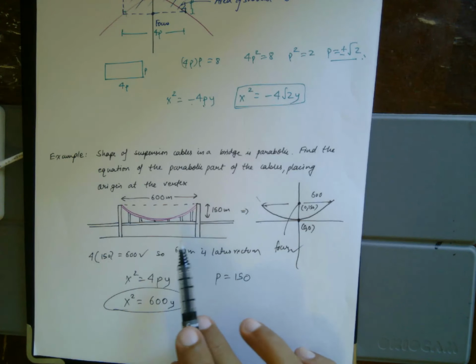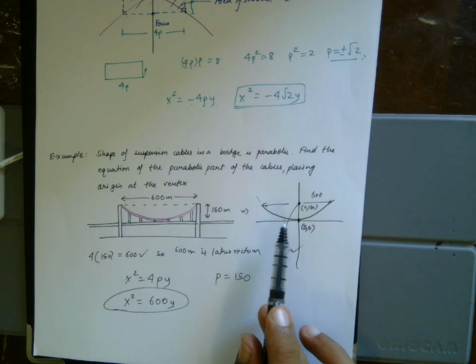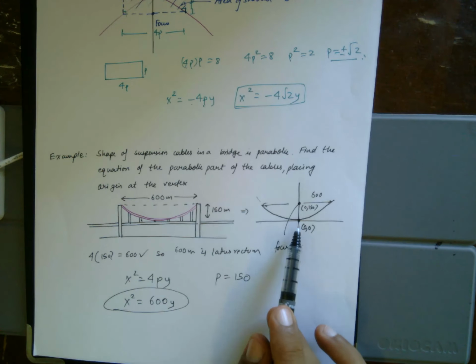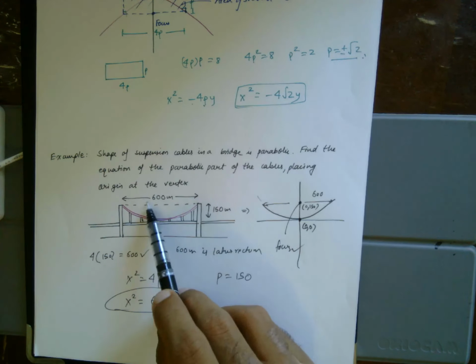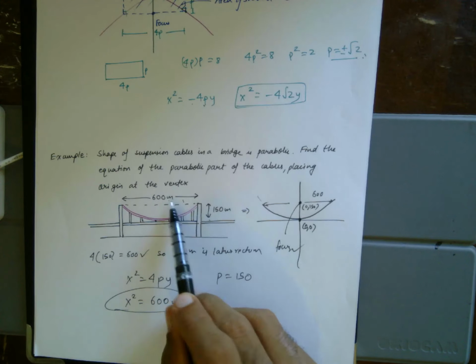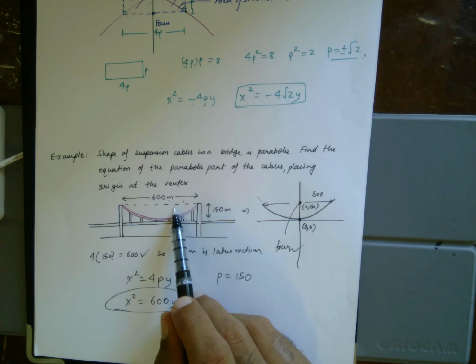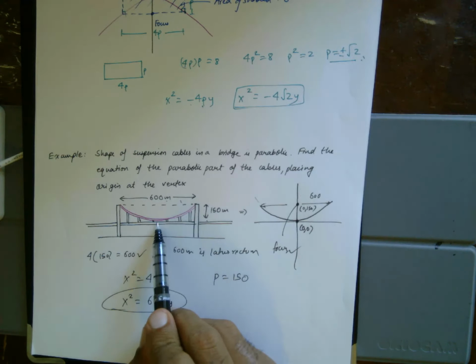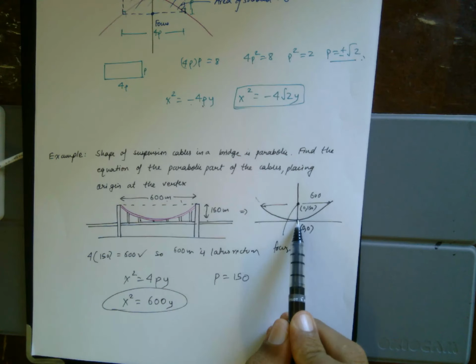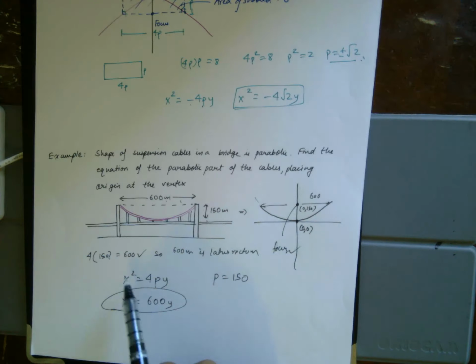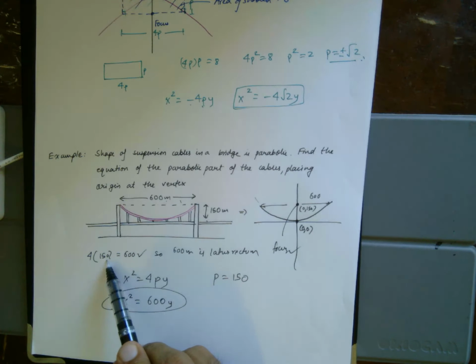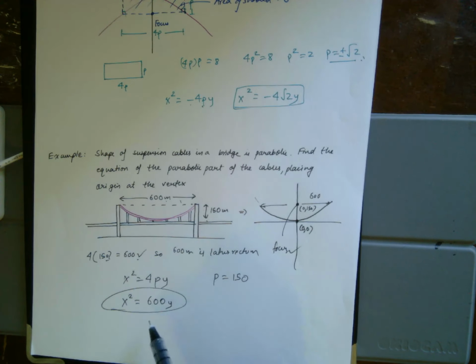So we take a real life example and we embed it into a coordinate system. And then we see things like, oh, if this is 600 and 150, that's 4 times, which means this has to be the latus rectum, which means if the origin is the vertex, the perpendicular line is going to go through 0, 150. So p is going to be 150, which gives me 4p is 600, and the equation is x squared equals 600y.